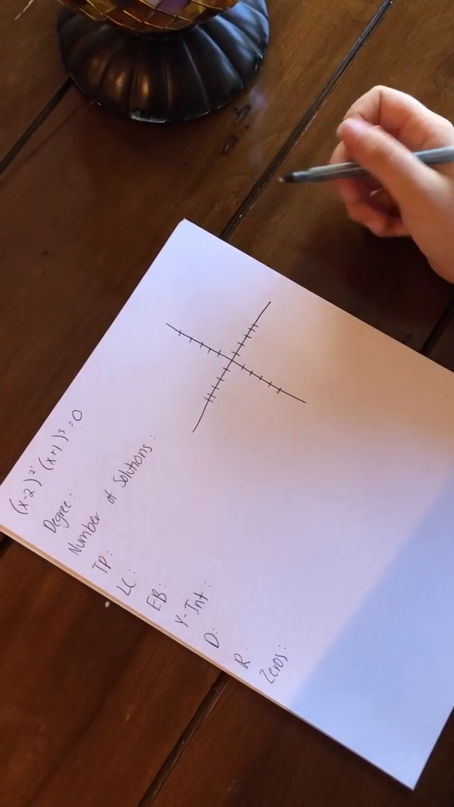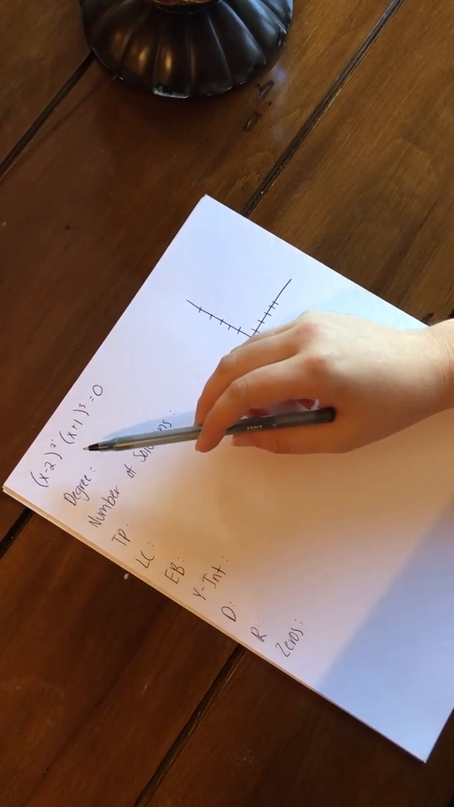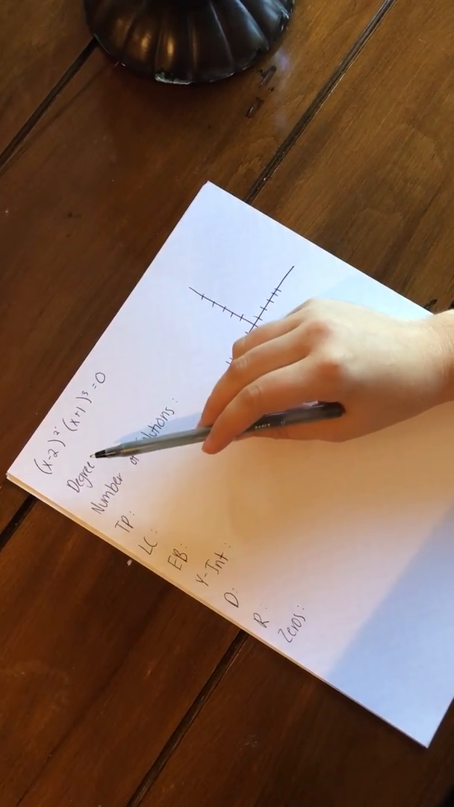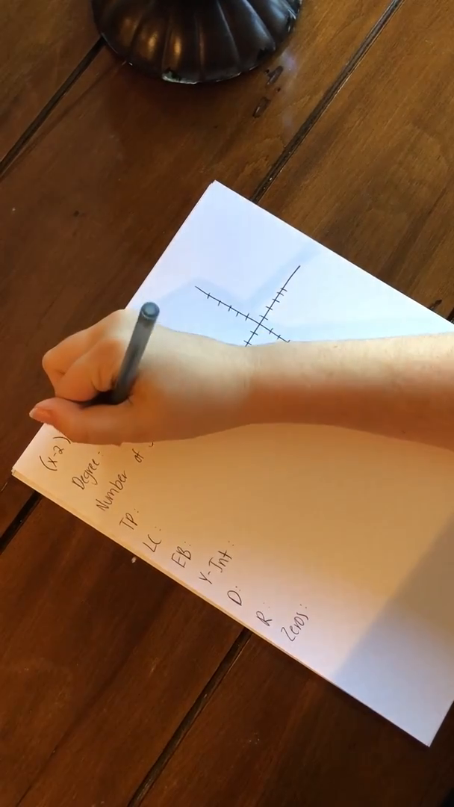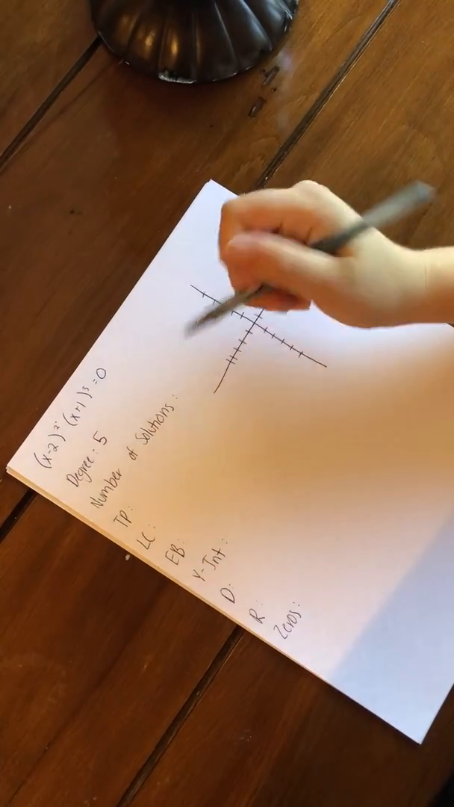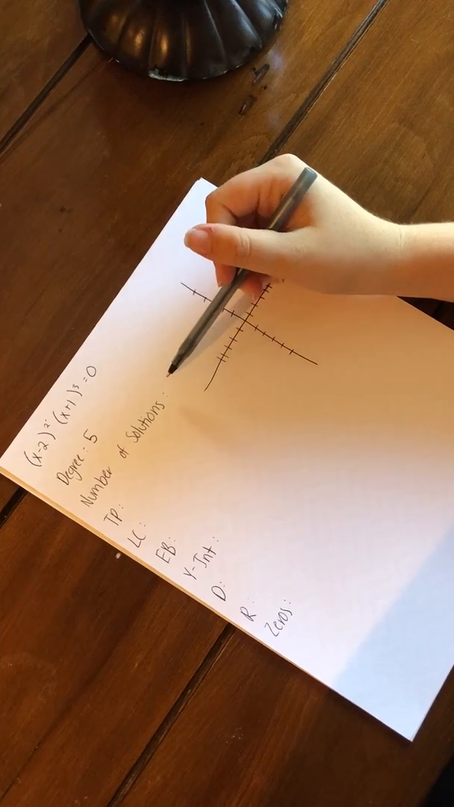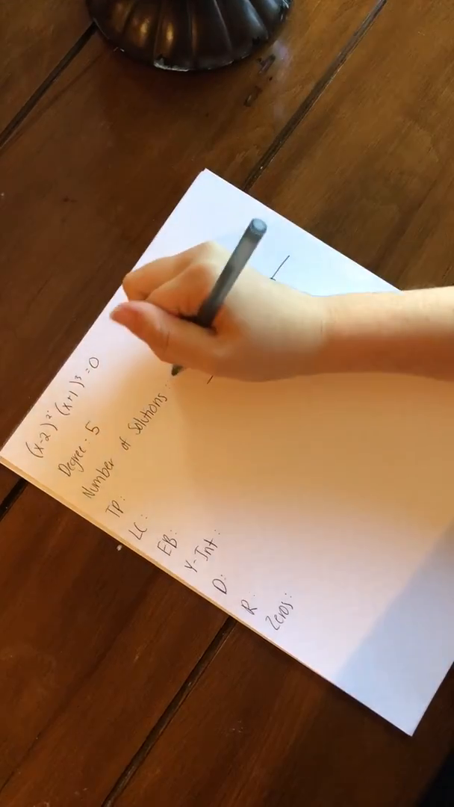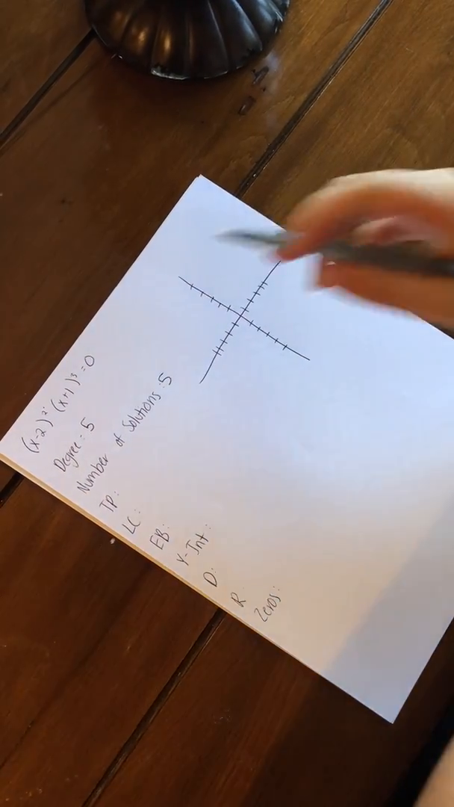Hi, so today this will be the function I'm going to show you how to graph and analyze. To find the degree in a multiplication function like this, you have to add the number of exponents. So 3 plus 2 is 5, which would give you a degree of 5. The number of solutions is the number of degree, so you'll have 5 solutions.